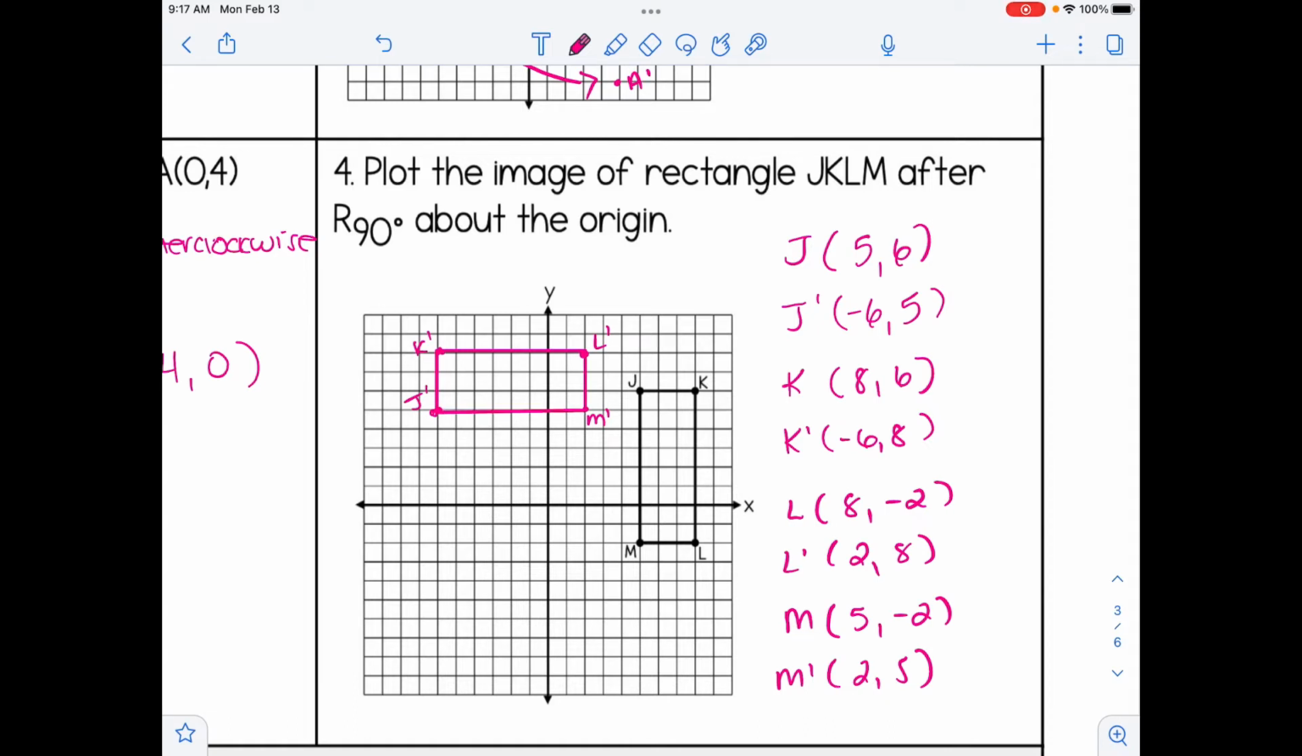Keep in mind that rotations are rigid motions, just like reflections are, and translations. And that means that the pre-image and image are congruent to one another, which we can see in this case.